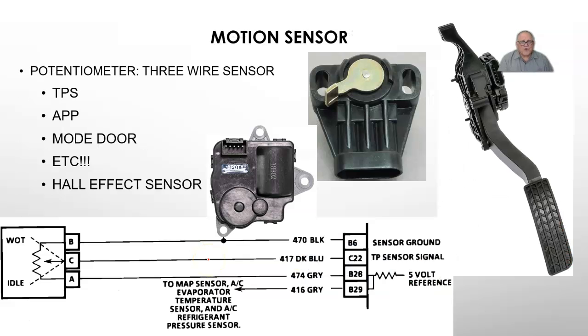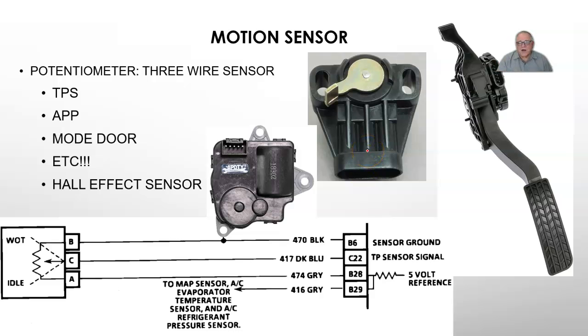Next, we're going to look at motion sensors. The first one we're going to look at is a potentiometer. A potentiometer will monitor a limited range of motion. Where we're looking at rotational, it's going to monitor about 90 degrees. Your throttle is going to open about 90 degrees from fully closed to fully open. A potentiometer does great for that.